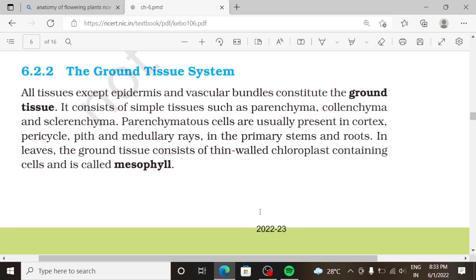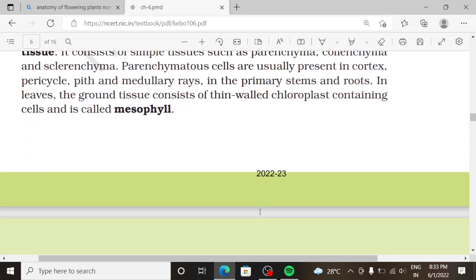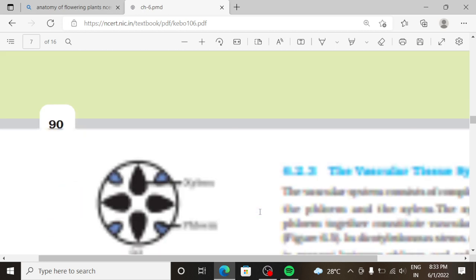The ground tissue system. All tissues except epidermis and vascular bundles constitute the ground tissue. It consists of simple tissues such as parenchyma, collenchyma and sclerenchyma. Parenchymatous cells are usually present in the cortex, pericycle, pith and medullary rays in the primary stems and roots. In leaves, the ground tissue consists of thin-walled chloroplast-containing cells and is called mesophyll.